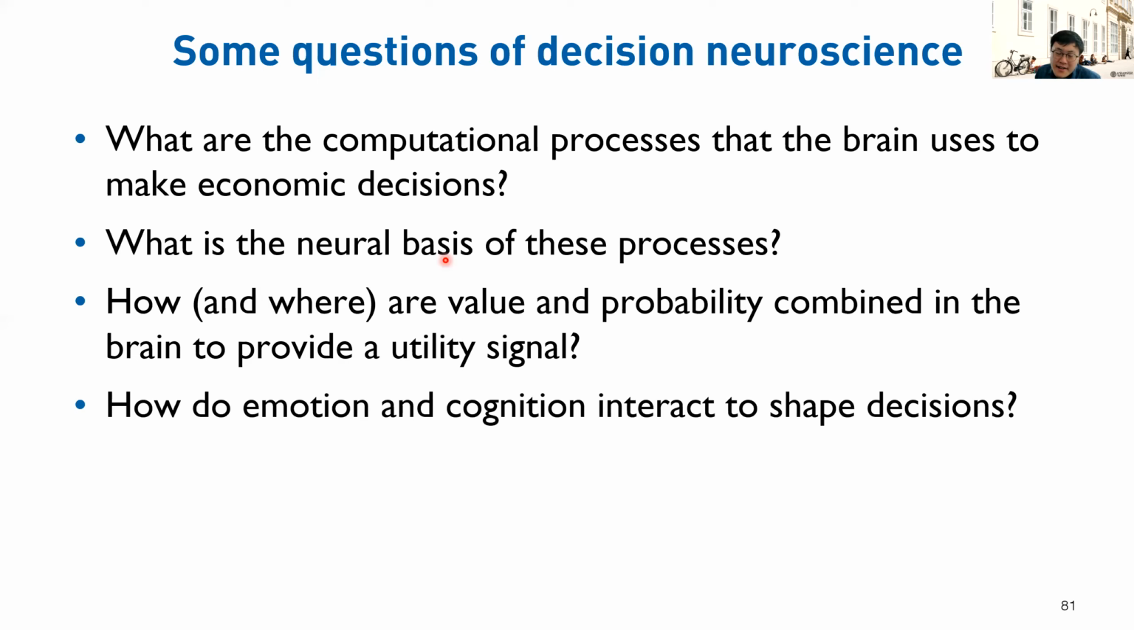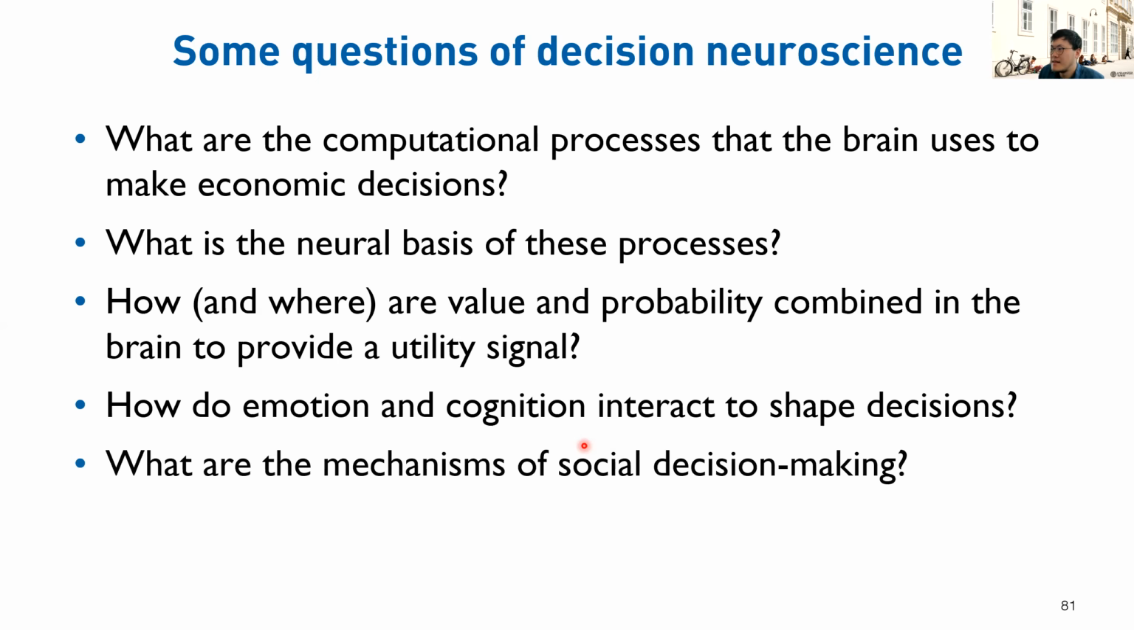There are also other aspects when making decisions: your emotion, your motivation. So how do emotion and cognition interact to shape decisions? And one more important thing is, in everyday life, not in the laboratory, we make decisions most of the time in a social context, right? So there's a huge field of social decision making. So how people make decisions under social contexts, social situations. Yeah, we'll talk about that later. Here, social decision making, and so on and so forth.